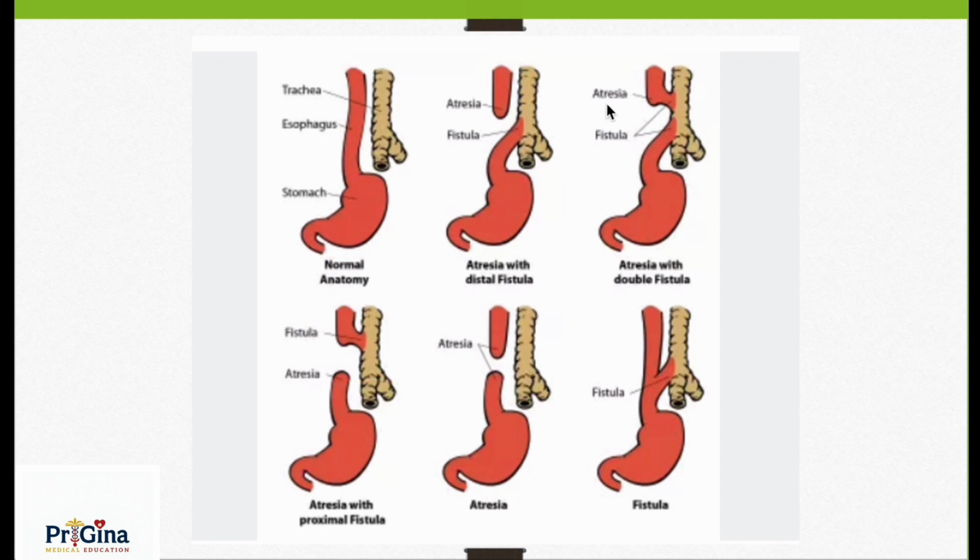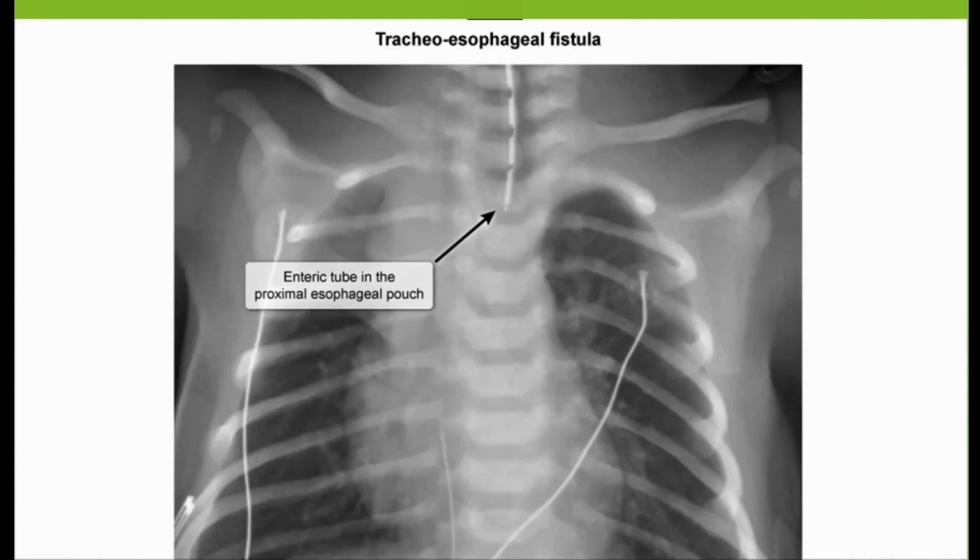Also, you meet resistance here if you have an atresia with double fistula, because there's going to be difficulty passing the NG tube down through the esophagus, same as an atresia with a proximal fistula. So any form of TEF can cause resistance in passing an NG tube. That's why the initial step is to pass the enteric tube and then do your X-ray to confirm the diagnosis.